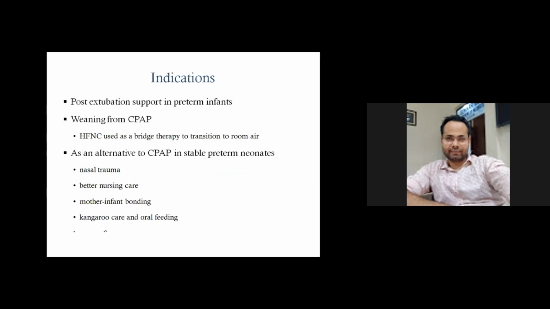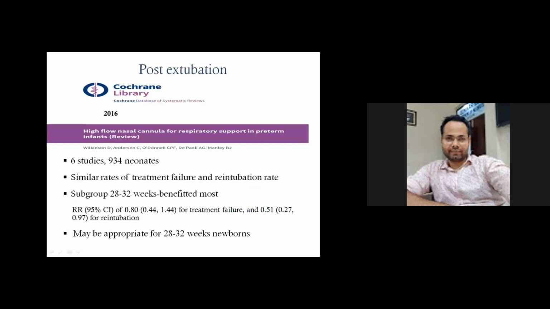So what are the indications for the HFNC? It is mainly used for post-extubation support in preterm infants and for weaning from the CPAP as a bridge therapy for transition to room air. It can be used as an alternative to CPAP in stable preterm infants with nasal trauma, and for better nursing care, better mother-infant bonding, kangaroo care, and oral feeding. And it has also been used in apnea of prematurity.